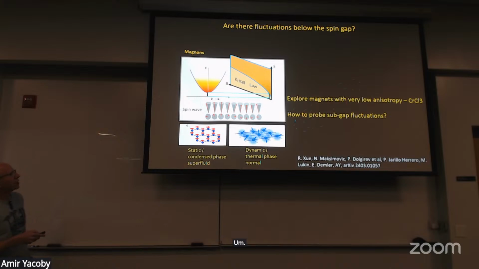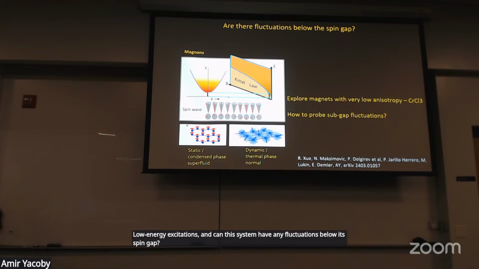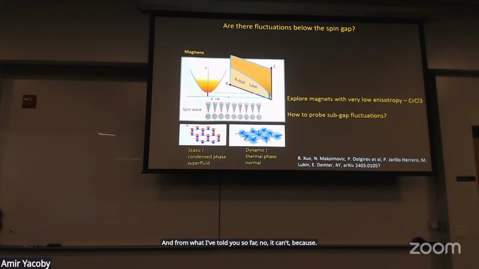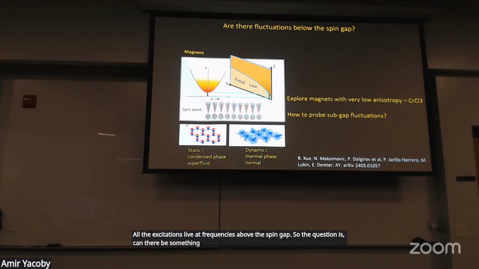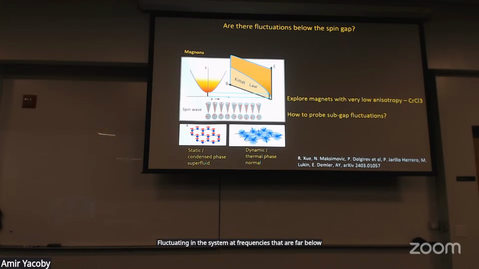And what I'd like to talk about now is low energy excitations, and can the system have any fluctuations below its spin gap? And from what I've told you so far, no, it can't, because all the excitations live at frequencies above the spin gap. So the question is, can there be something that is fluctuating in the system at frequencies that are far below the spin gap, or is this forbidden?